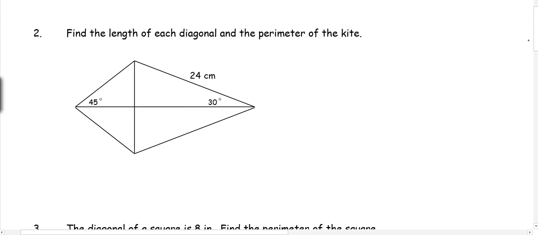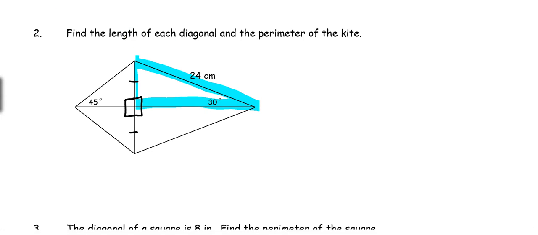Number two, find the length of each diagonal and the perimeter of the kite. So in this problem, we have two triangles built into each other. Remember that our diagonals are perpendicular and the shorter diagonal is bisected. So first, I'm going to look at my 30, 60, 90 triangle and label what I know. So across from my 90 is 2S, across from 60 is S root 3, and across from 30 is S.